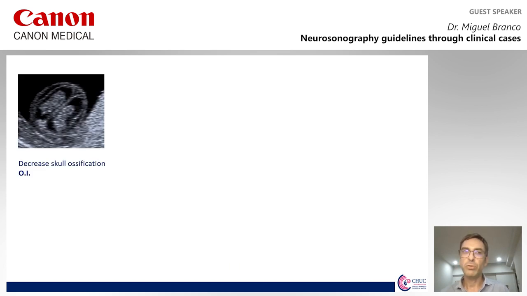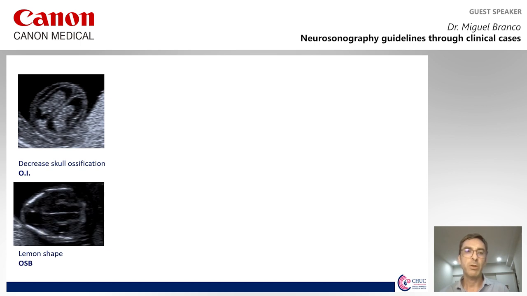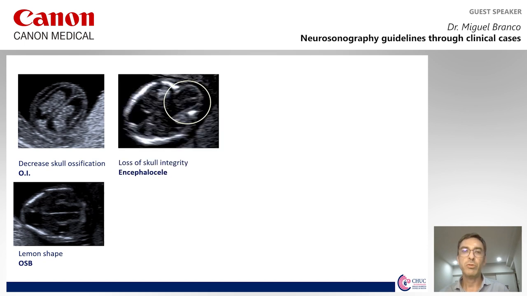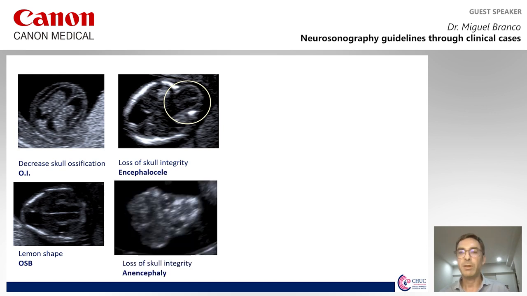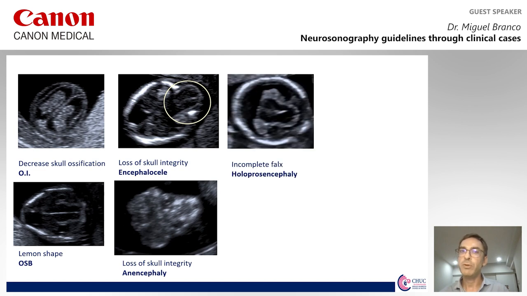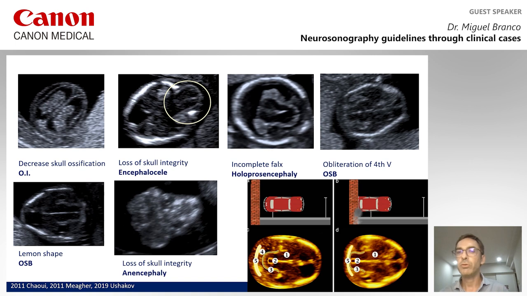On the screening, we should look for head shape and ossification. Here, decreased skull ossification, which is typical of osteogenesis imperfecta, or the typical lemon shape of open spina bifida. We should also look for the skull integrity, here a posterior encephalocele, or an anencephaly. We also should evaluate the falx, here an example of holoprosencephaly. We should also look at the obliteration of the fourth ventricle as a marker of open spina bifida, as described by Ushakov, which is the axial translation of the sign described by Chaoui.